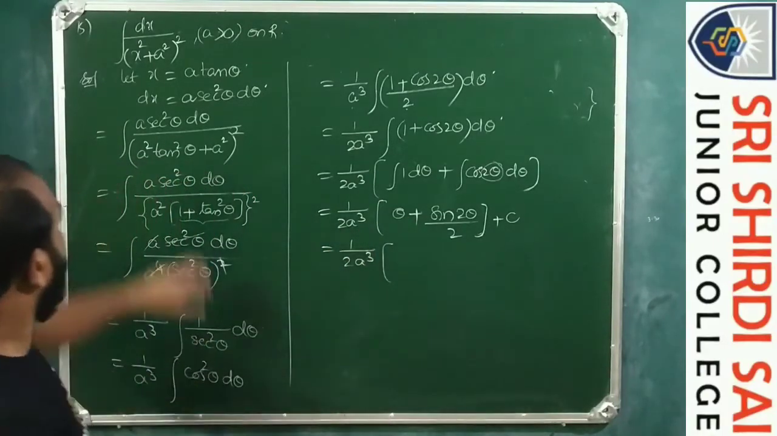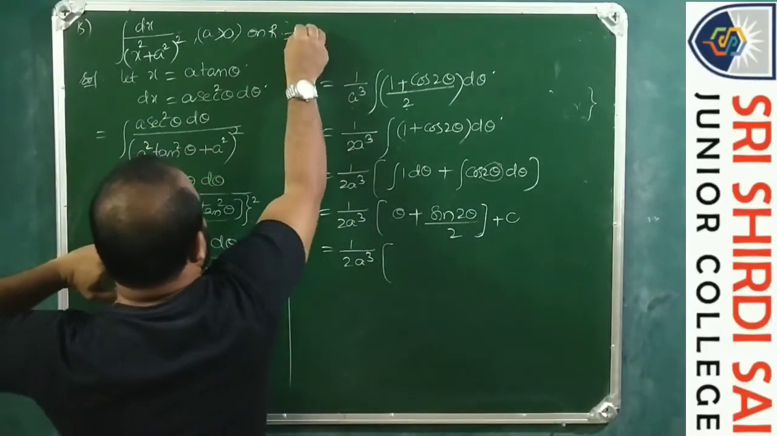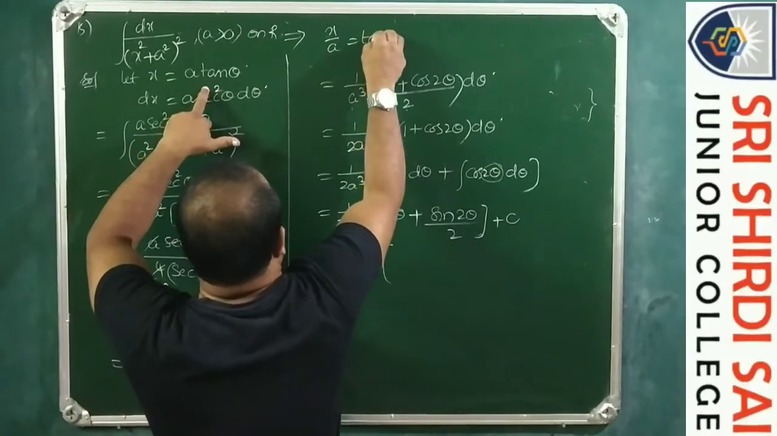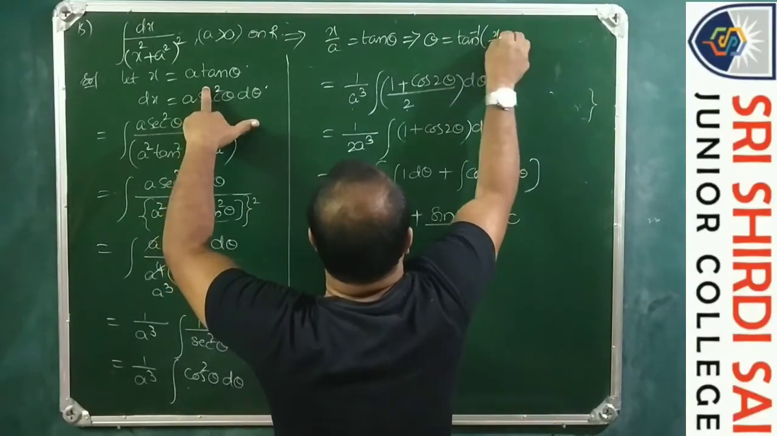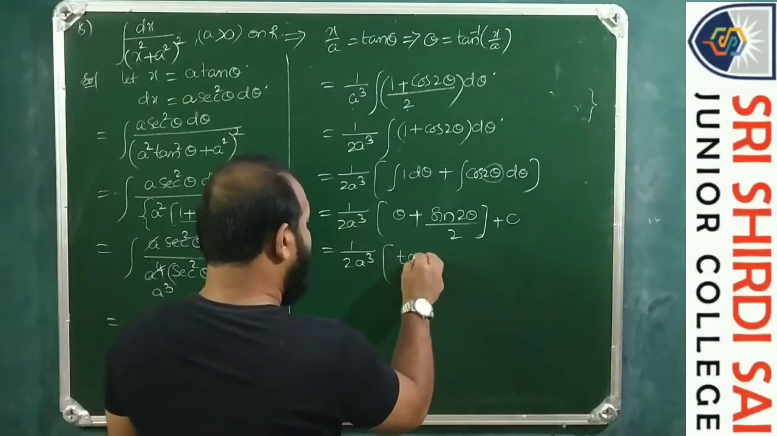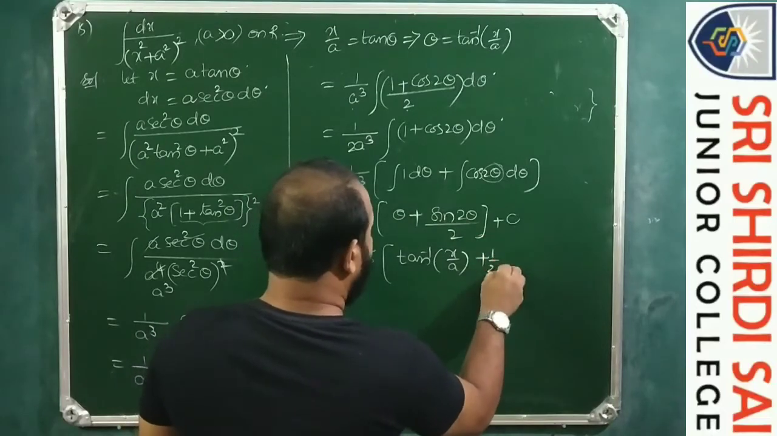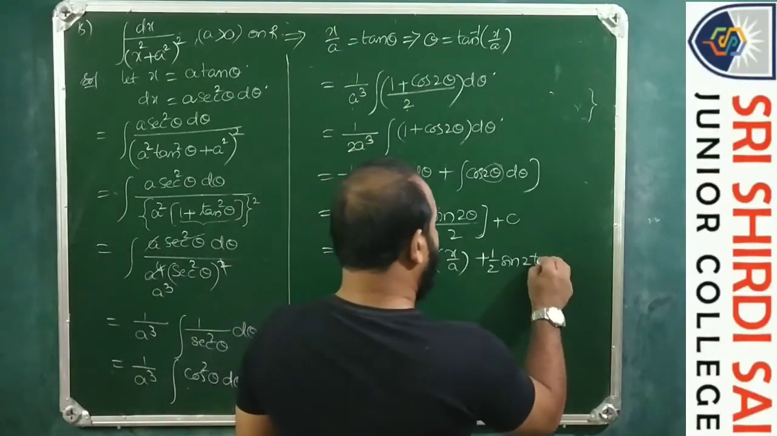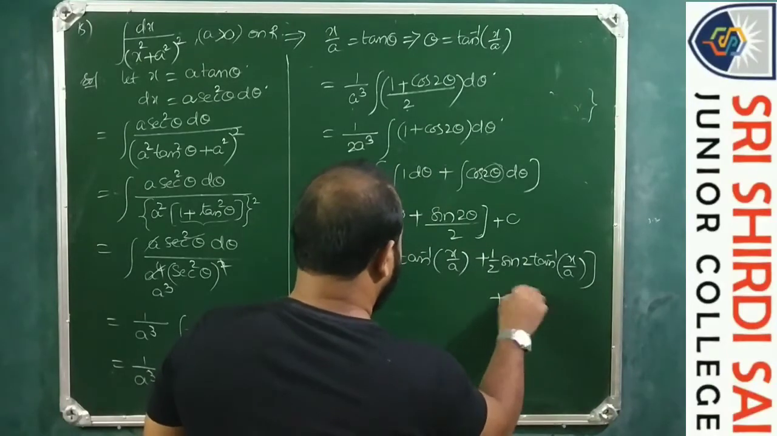So here x is equal to a tan theta. From this, x by a is equal to tan theta. Further theta is equal to tan inverse x by a, by inverse trigonometric functions. So theta here is tan inverse x by a plus 1 by 2 into sin 2 into theta, here theta is tan inverse x by a, plus constant of integration c.